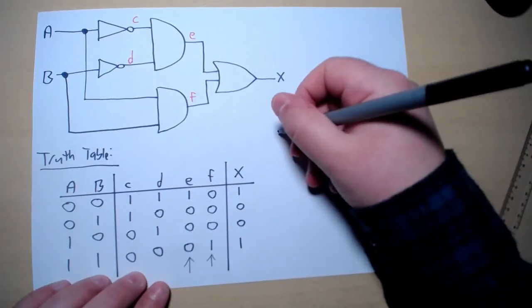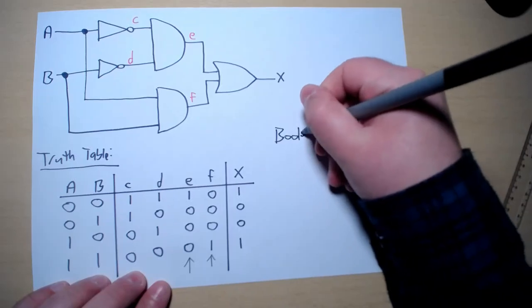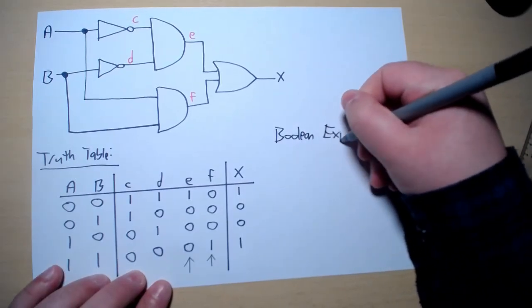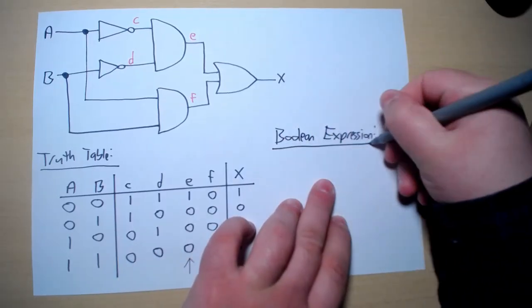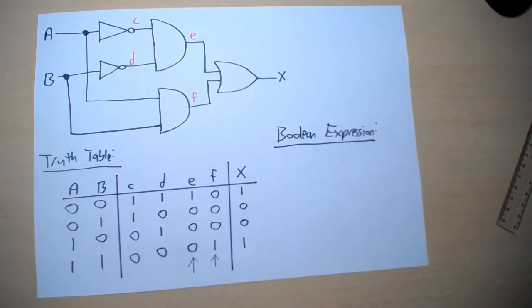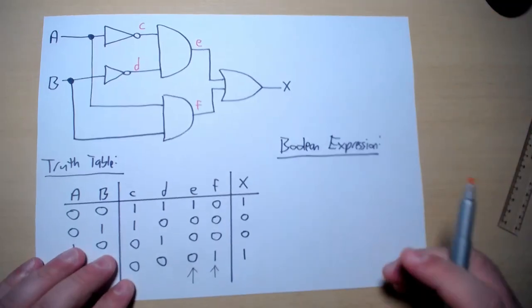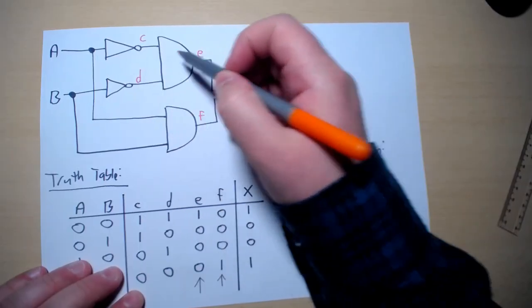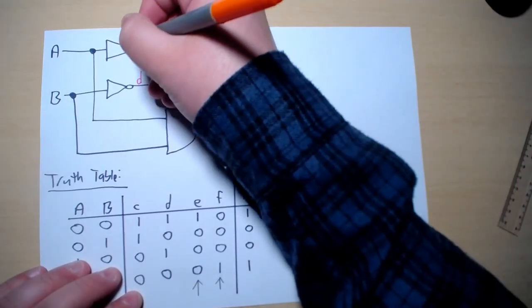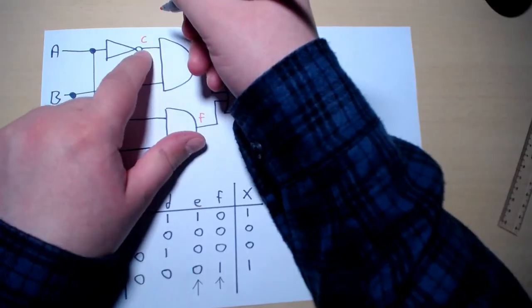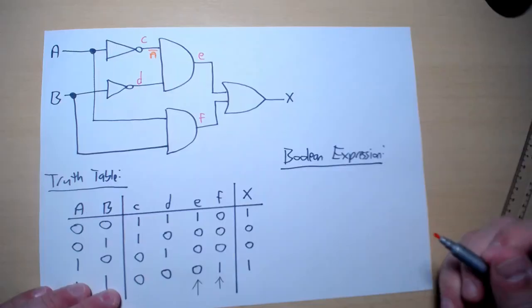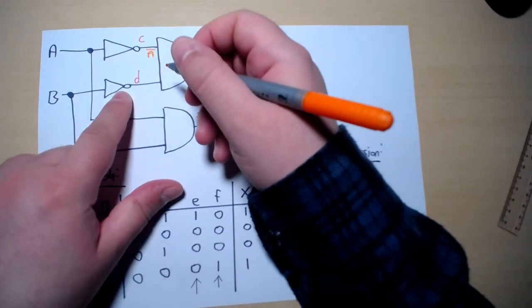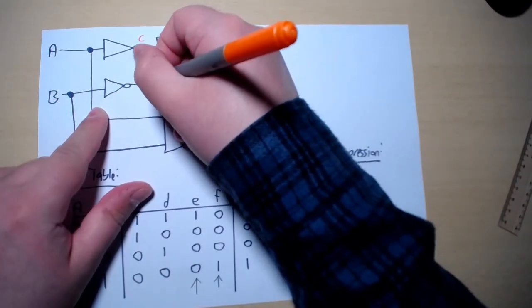Now, if we have to write down the Boolean expression, the best way is to take a pencil and write down the Boolean expression for each logic gate. So here we have this, which is NOT of A. So here we have A NOT. Here we have NOT of B. So this is B NOT.